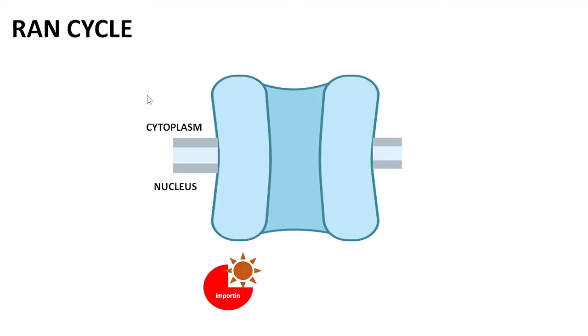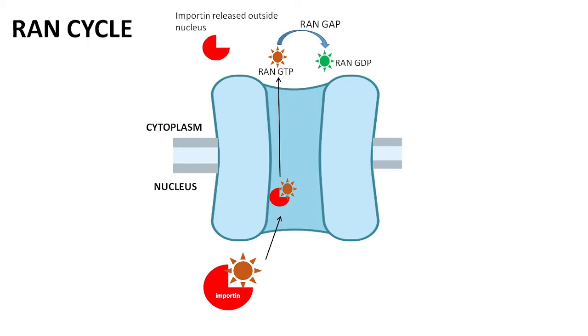We have already seen that the importin is bound to RAN GTP, and this together moves through the nuclear pore complex and moves out into the cytoplasm. Once RAN GTP and importin have reached the cytoplasm, RAN GTP is converted to RAN GDP by RAN GAP. It's a GTPase activating protein, right? This conversion actually helps in dissociation of importin from RAN GTP, with importin being released inside the cytoplasm. Once RAN GDP is produced, it binds to another factor known as NTF2 or the nuclear transport factor.